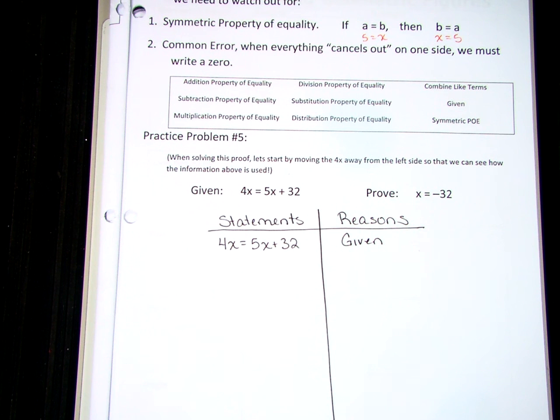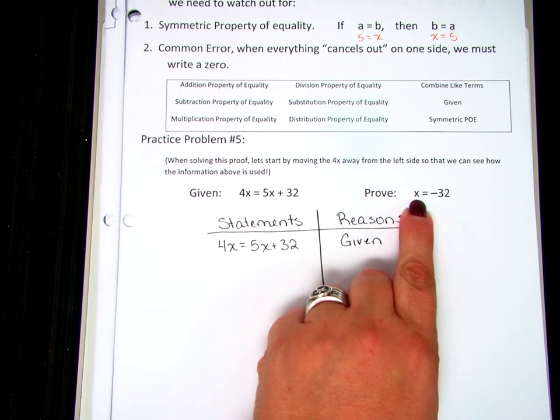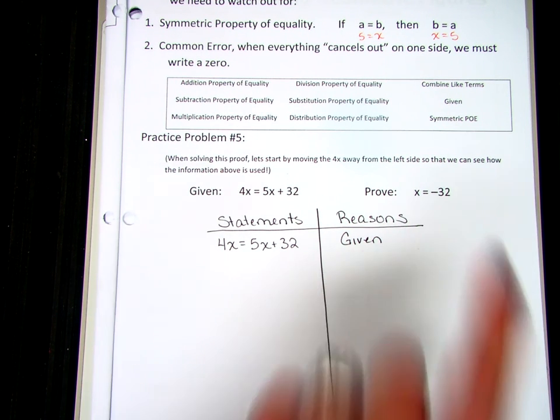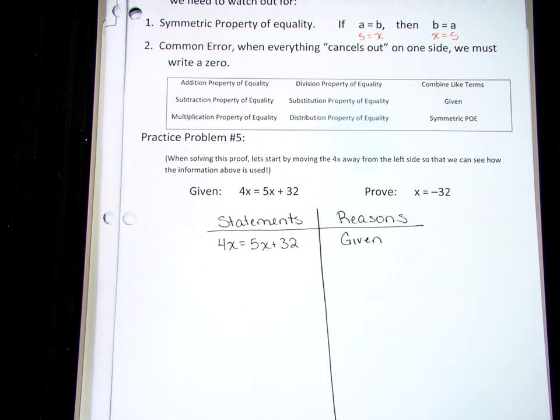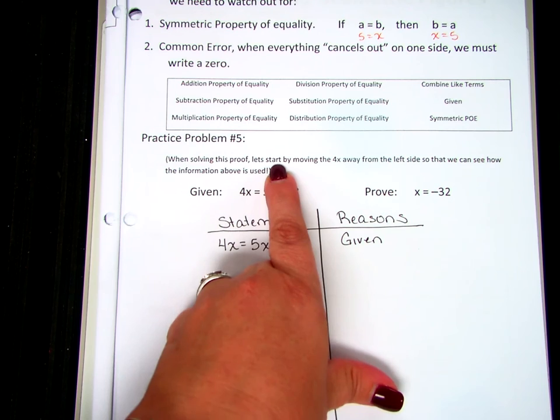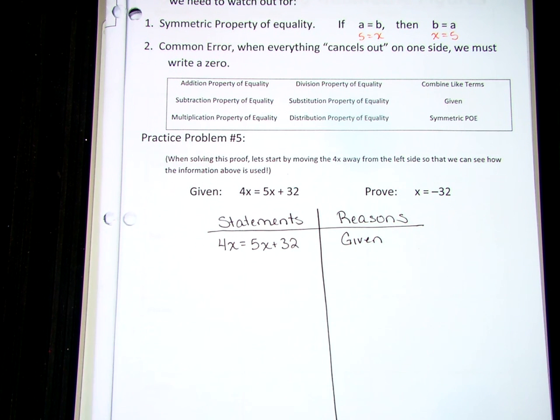So what Attilio was asking is, could we use the symmetric property right now? Because I realized if I move that smaller x over, my x is now going to be on the right-hand side, and I know I eventually want it to be on the left-hand side. Could we use the symmetric property now? Yes, we could. But because this is asking me to start by moving the 4x, I'm just going to follow those directions for right now.